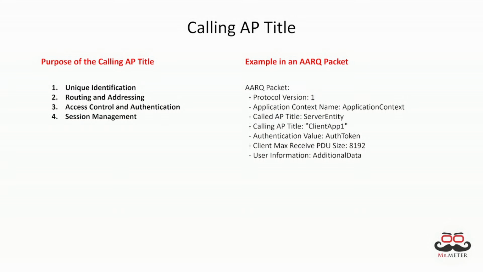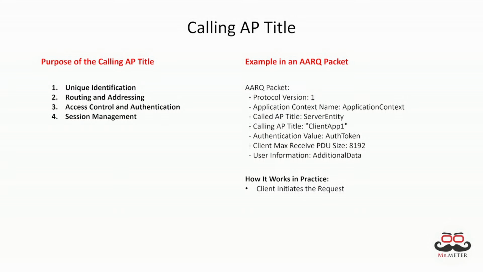An object identifier, or an OID, is a numeric identifier that uniquely identifies the application process within a global or organizational context. A distinguished name, or a DN, in environments like LDAP or X.500, could be a DN that represents the calling application process. An example in AARQ packet. Here's an example of how the calling AP title might be represented in an AARQ packet.